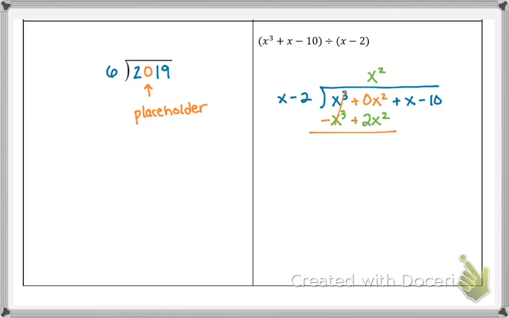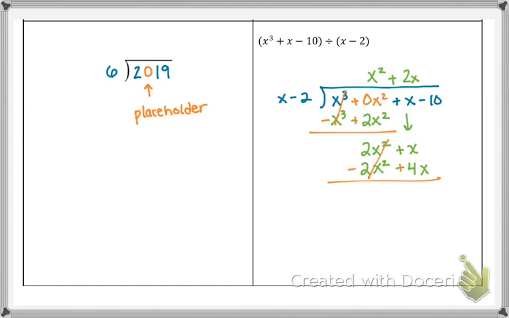X cubes cancel out when I subtract. And I have positive 2x squared. 0x squared plus 2x squared is positive 2x squared. And then I bring down my next term. And I do the same thing all over again. 2x squared divided by x is going to give me 2x. And then I multiply. 2x times x is 2x squared. That will allow me to subtract it away, which is what I want. 2x times negative 2 is negative 4x.